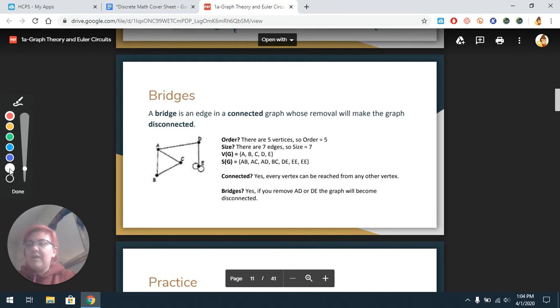This time I am going to grab that white. If I remove AD, do you see how the graph becomes disconnected? Or if I remove DE, the graph becomes disconnected. But what if I just remove something like AC? That graph is still connected. What if I remove one of the loops? Doesn't matter, graph is still connected. So a bridge is one that if we remove it, the graph becomes disconnected. So we have 2 at AD and at DE.